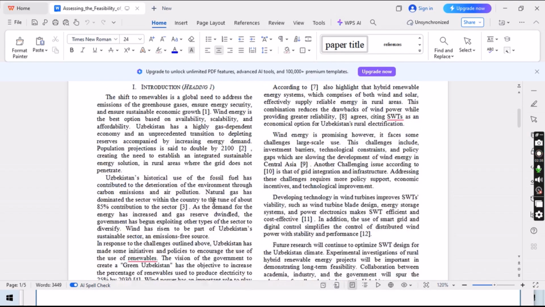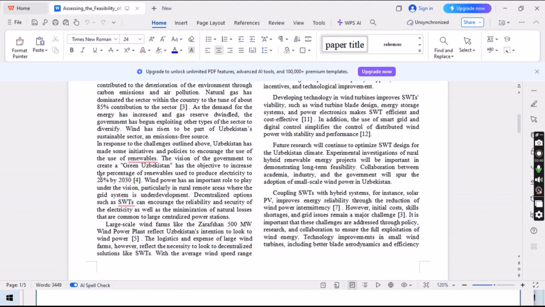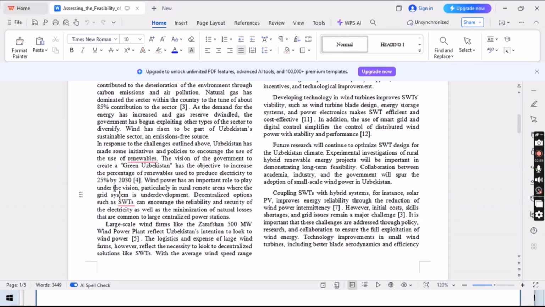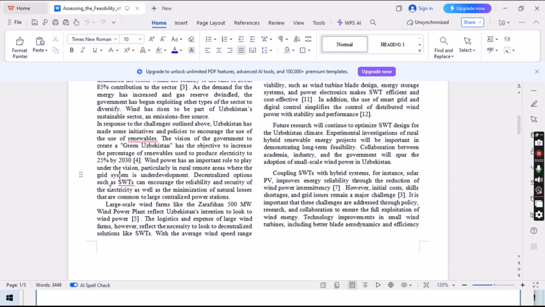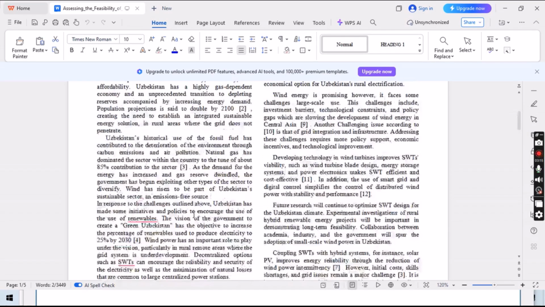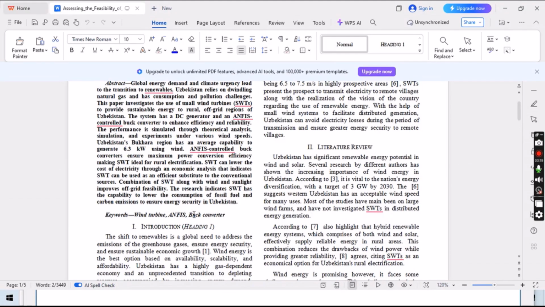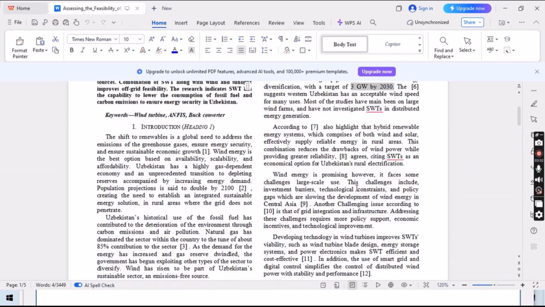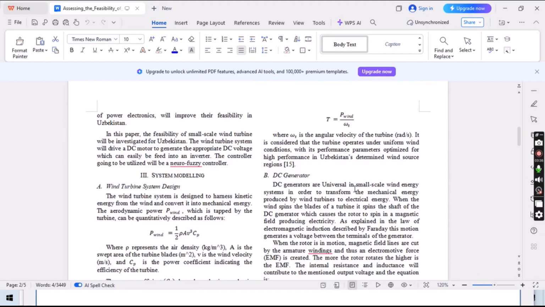Yes, introduction. I have written the complete details of the introduction with the green Uzbekistan, like how we can build a green Uzbekistan. Our mission is that we need to generate the energy by 2030. In the initial stage, we have a plan of a 500 megawatt wind power plant in Uzbekistan, and the next aim is to develop a 3 gigawatt power plant for Uzbekistan. So this is the complete introduction with the literature review.